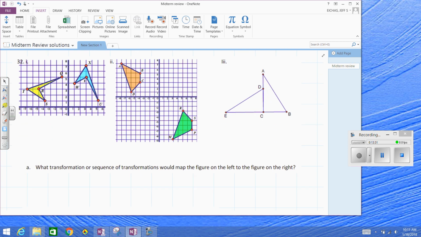Okay, so number 32, sequence of transformations that will map the figure on the left to the figure on the right. So we've got to be really cautious here, making sure that we map the correct one that's being asked for. All right, so what I'm seeing on this figure, we're going to try to map quad QRST onto what it looks like is, Q should match U.